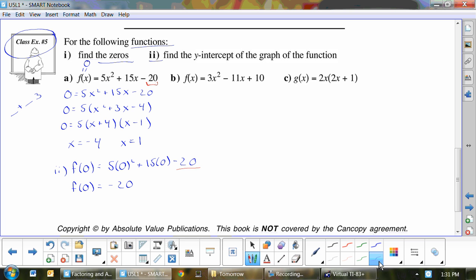Yep, exactly. So in this one, y-intercept is equal to 10.